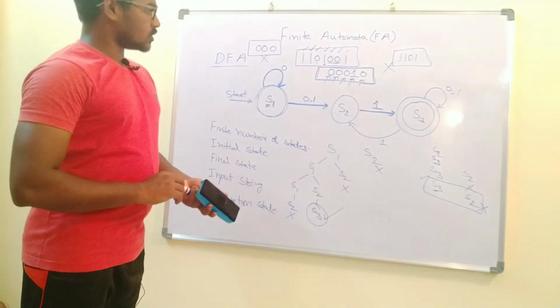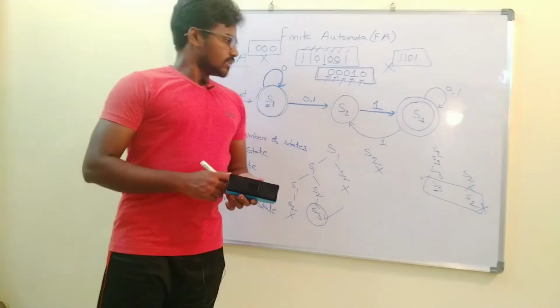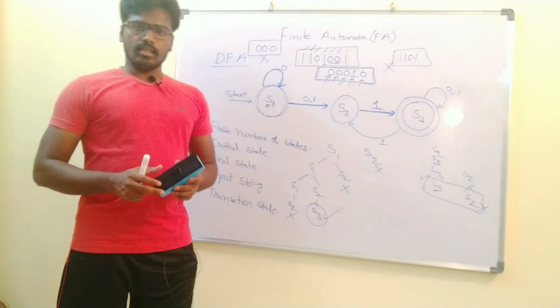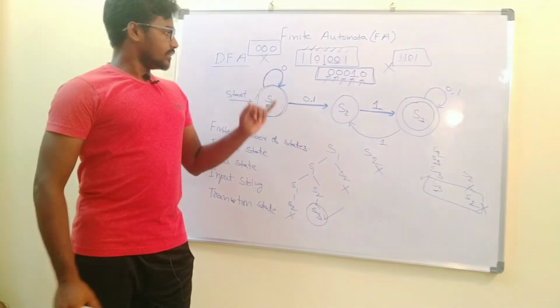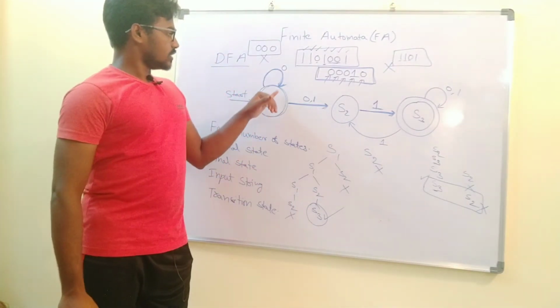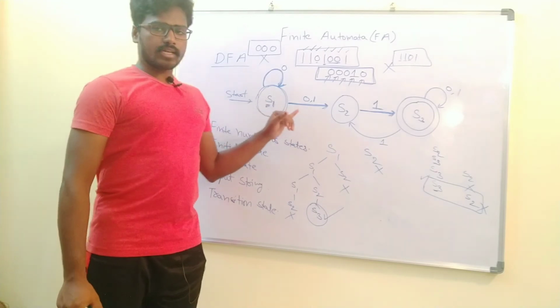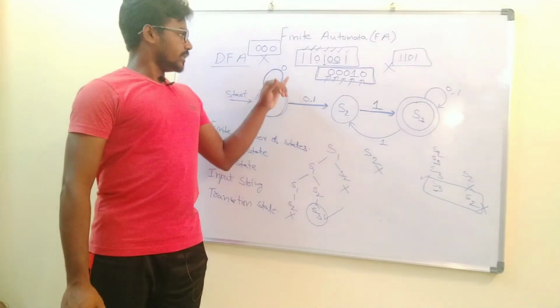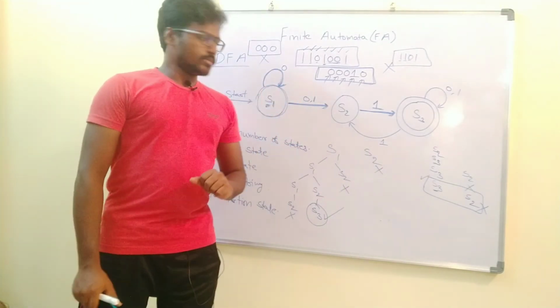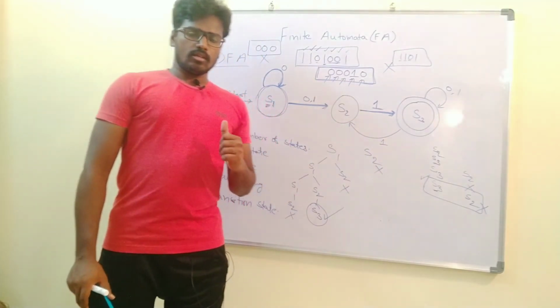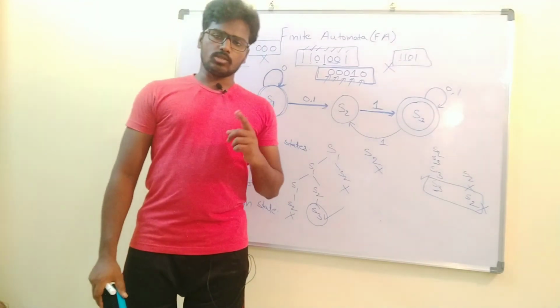I hope you understood the main difference between deterministic finite automata and nondeterministic finite automata. The main difference is only this point: it can reach a different number of states based on the same character input. But in deterministic automata, we will reach only one state based on one character.